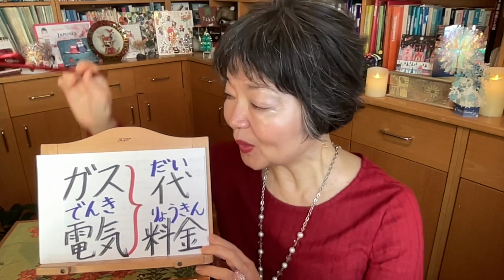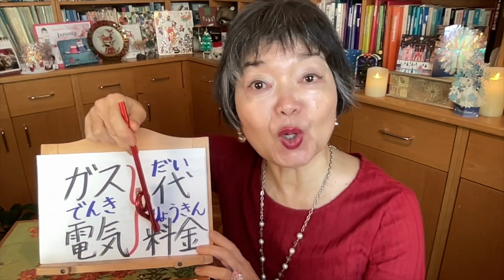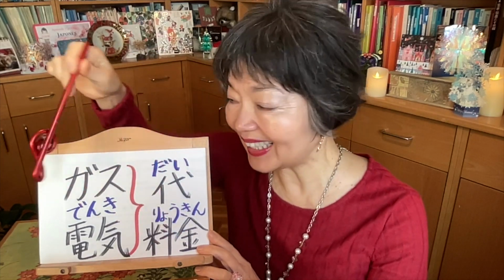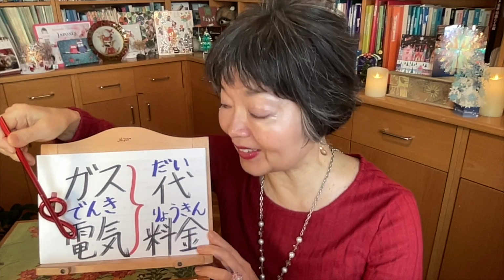Representative, 代理人. Gas bill, electricity bill, we say ガス代 or ガス料金. We can use both ways, okay? Or 電気, electricity, 電気代 or 電気料金. The verb to substitute. 代用します.